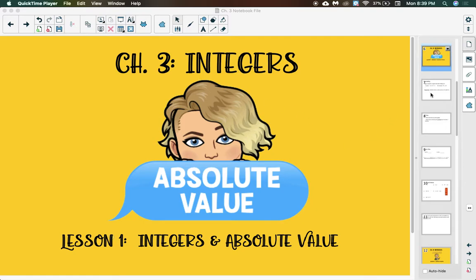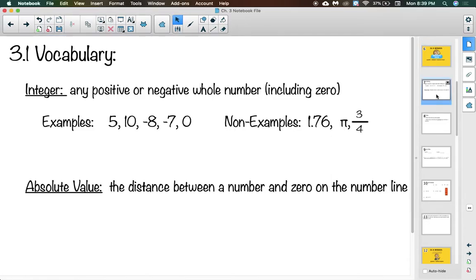This is chapter 3, all about these things called integers. You will get that definition in a minute. This lesson is about integers and absolute value, and we are going to jump right in with some vocab. So, very first vocab word is integer.